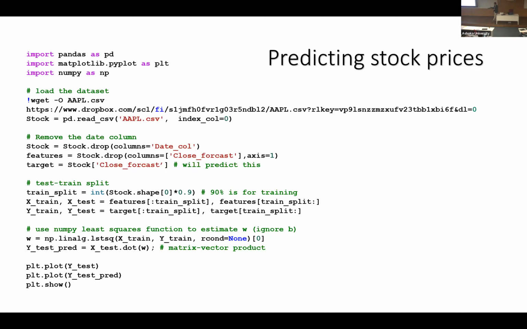inbuilt algorithm, np.linalg.lstsq. That stands for least squares, yeah. And X train, Y train, that's it, right? So if we look at something like Python, which has lots of libraries, everything about optimization is hidden, right? Where is the optimization happening? Somewhere in this lstsq, right?